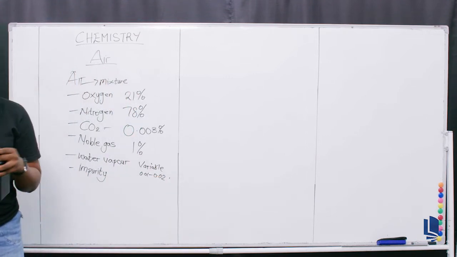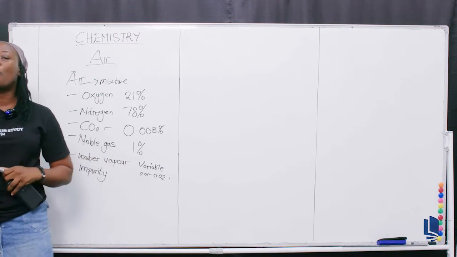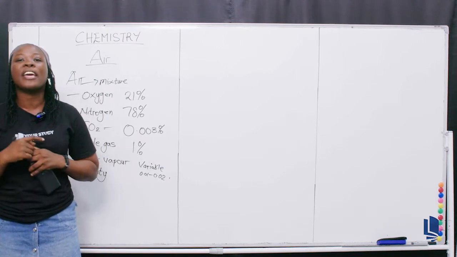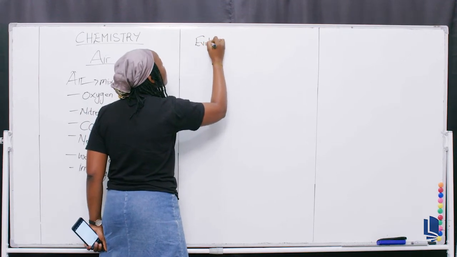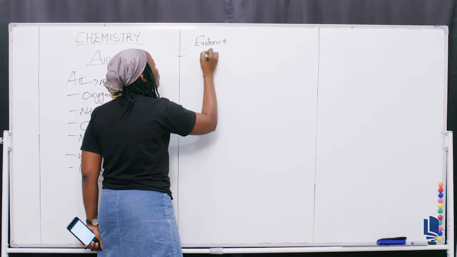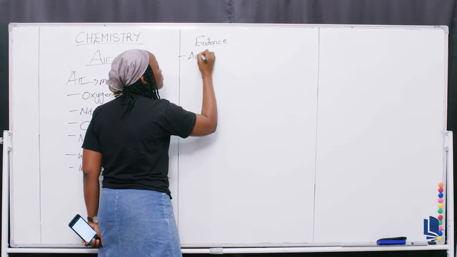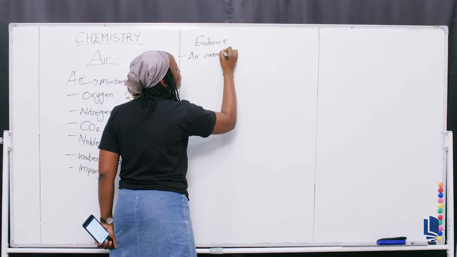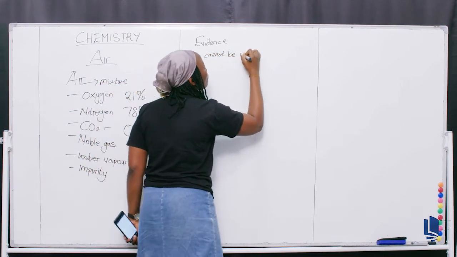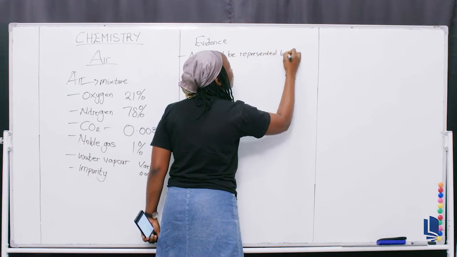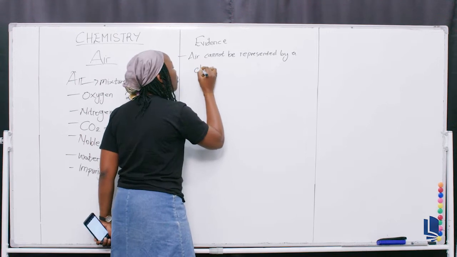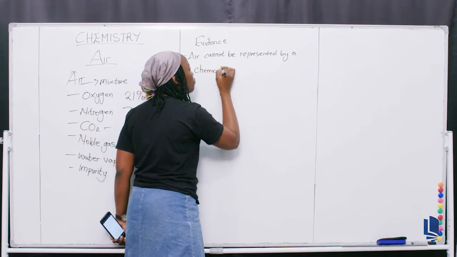Air is a mixture. Why is air a mixture? Number one, it cannot be represented by a chemical formula. So evidence, air cannot be represented by a chemical formula.